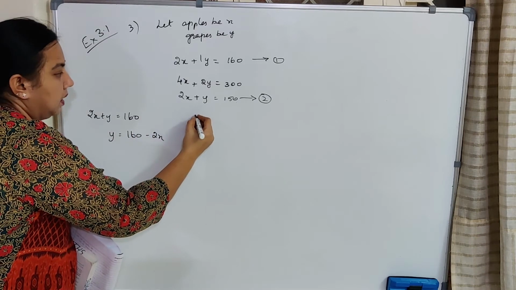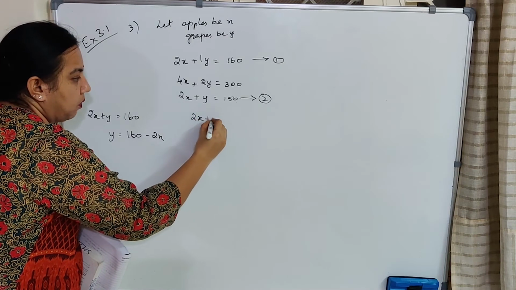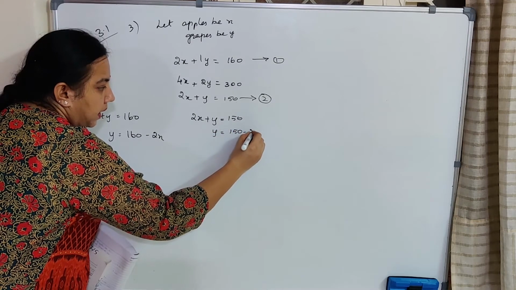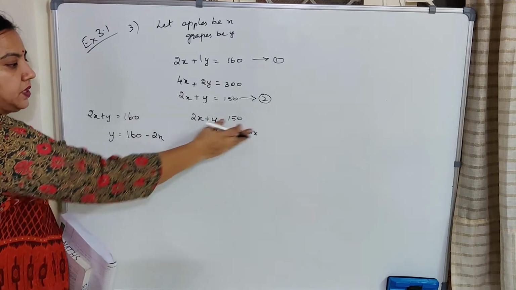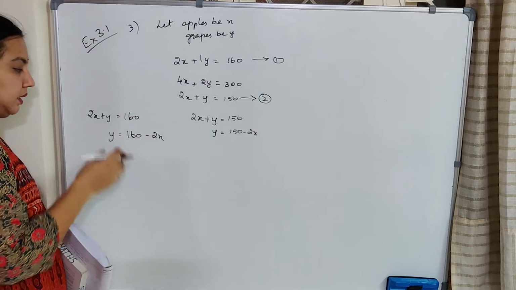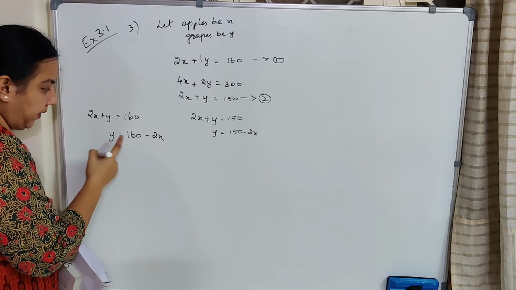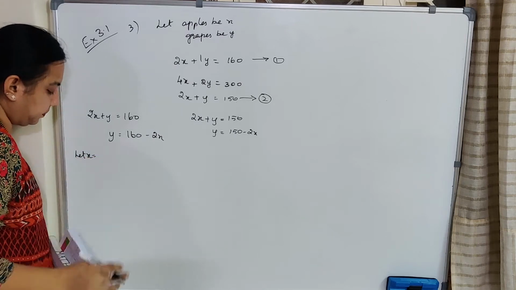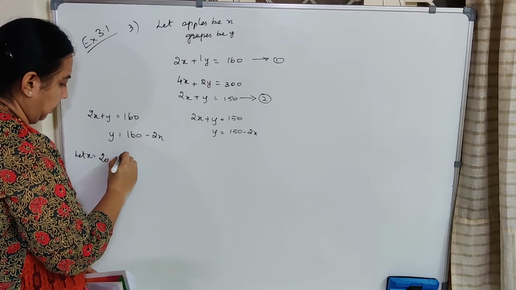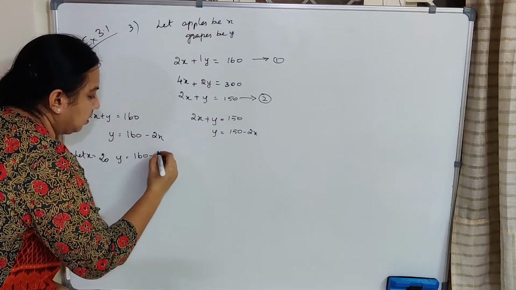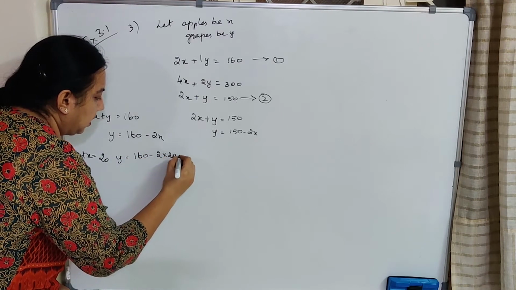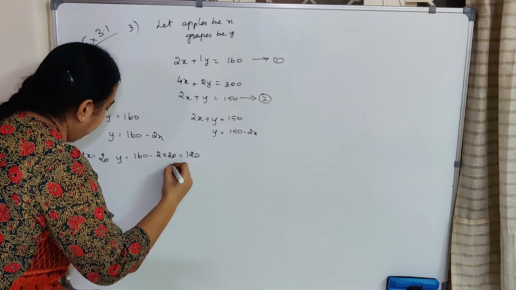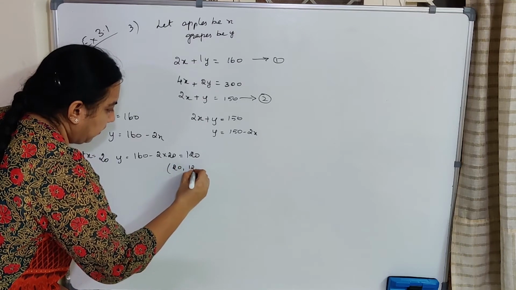Then the second part, here again 2x plus y is equal to 150. I keep y alone here: y is equal to 150 minus 2x, and again y doesn't have a coefficient, so no need for division here. Now for different values of x, I have to find the equivalent values of y. So let x be equal to 20. And y's value becomes 160 minus 2 into 20, so it becomes 160 minus 40, which is 120. So the first coordinate will be 20, 120.